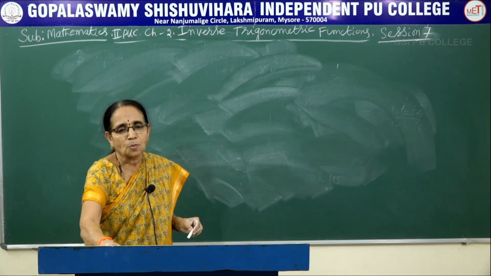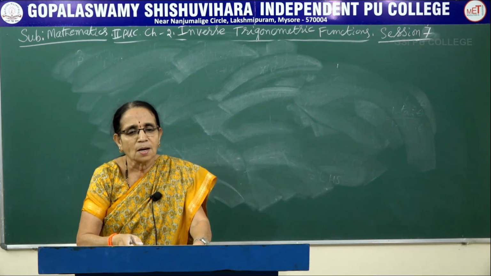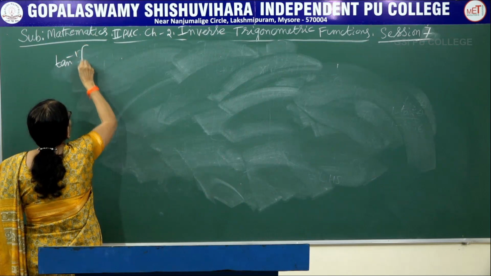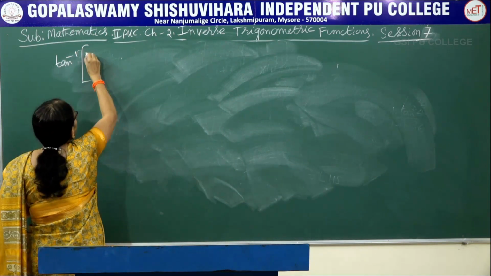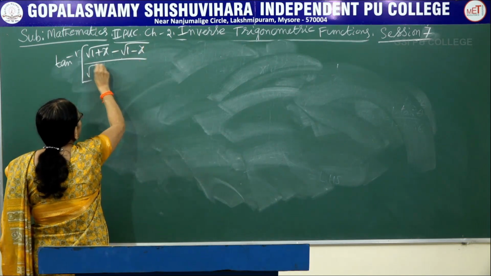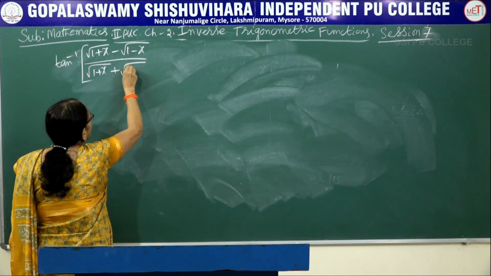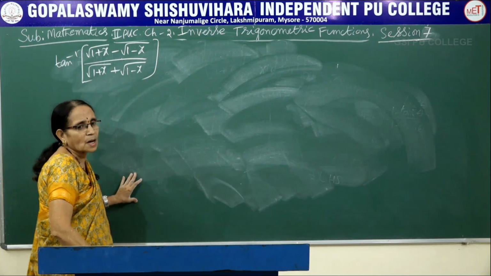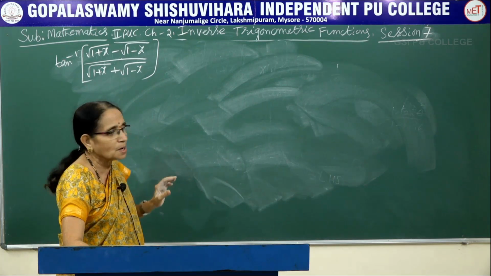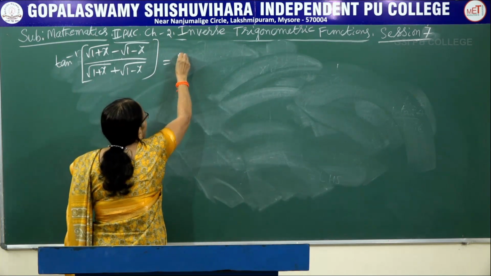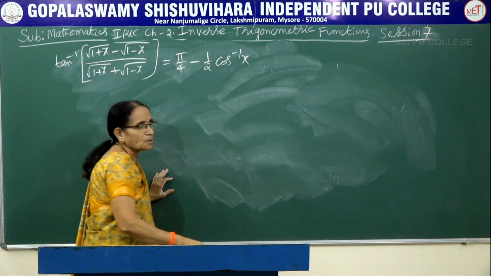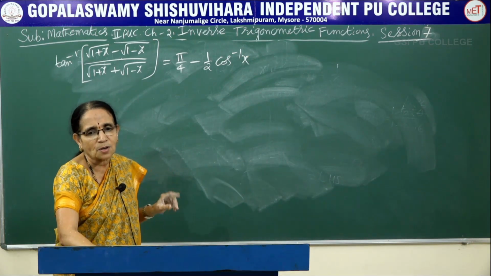Now let us move on to the next problem. That is, you have to show that tan inverse of, the expression is a little bit big here, (root of 1 plus x minus root of 1 minus x) divided by (root of 1 plus x plus root of 1 minus x), is equal to pi by 4 minus half of cos inverse of x.